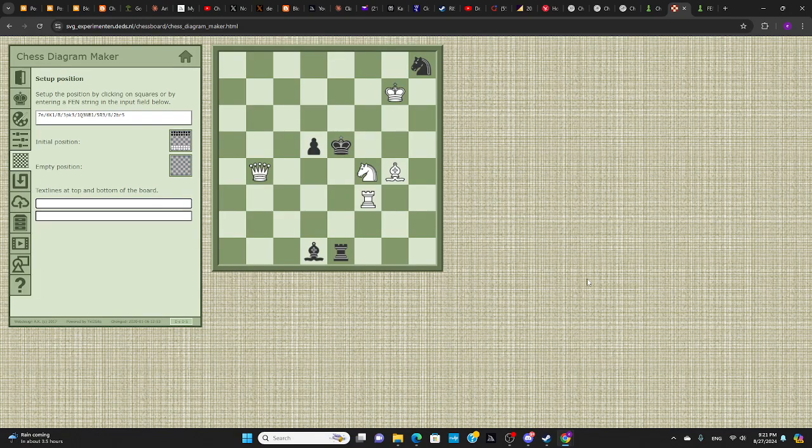Hi, this is Tom. This is a chess problem. It's white to play and mate in two moves.